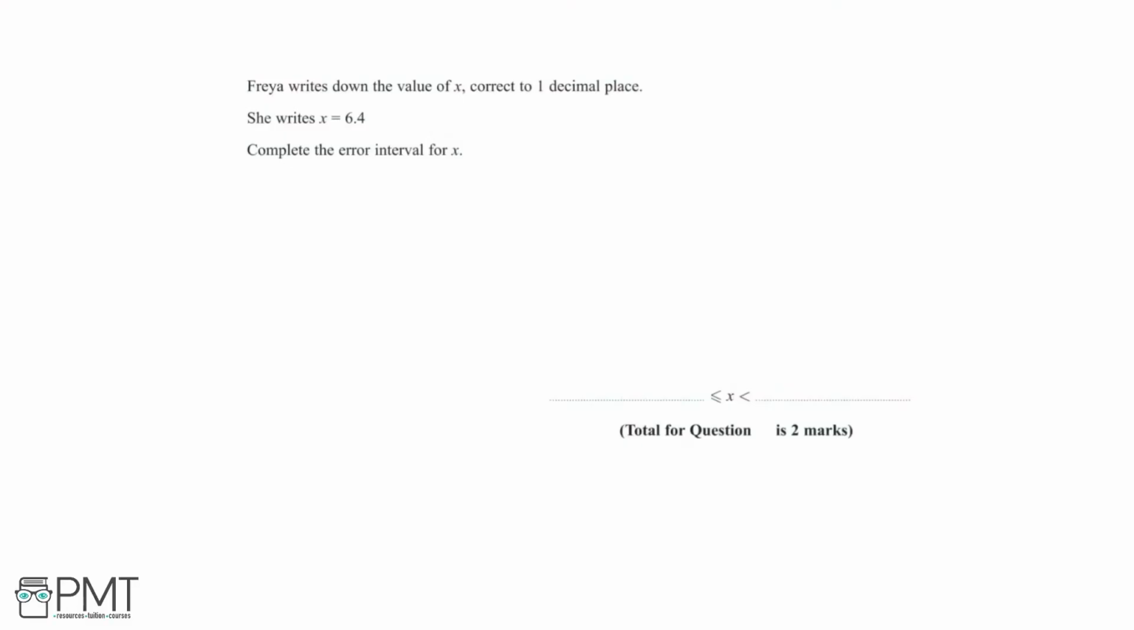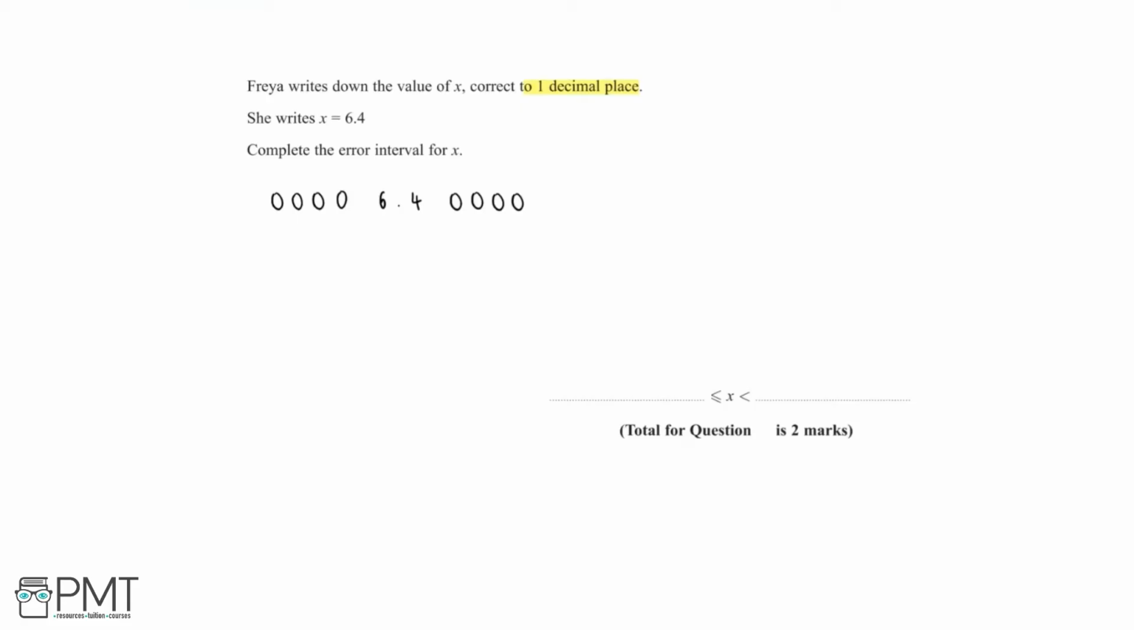In this question, Freya writes down the value of x, correct to 1 decimal place. She writes that x is equal to 6.4, and we need to complete the error interval for x. Now to find the error interval, we're going to use place value, and so we can write 6.4 with a bunch of zeros before the 6 and after the 4. All of these zeros exist, but we just don't write them down.